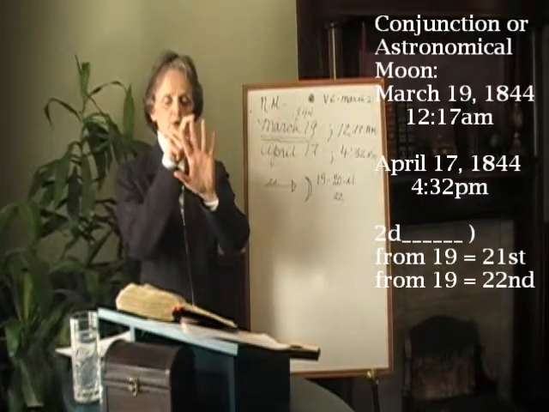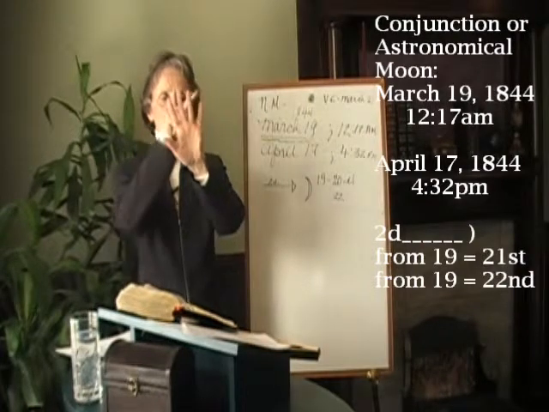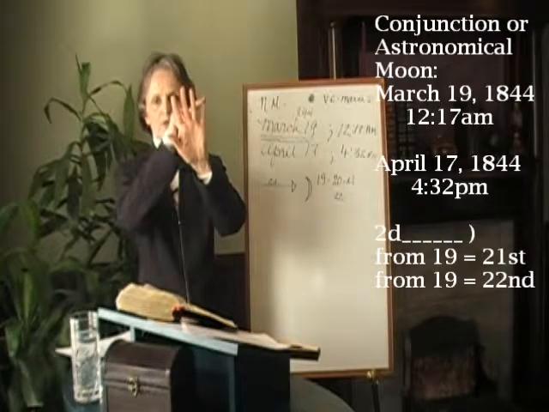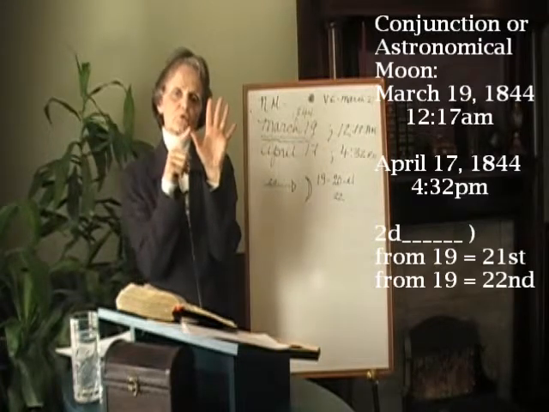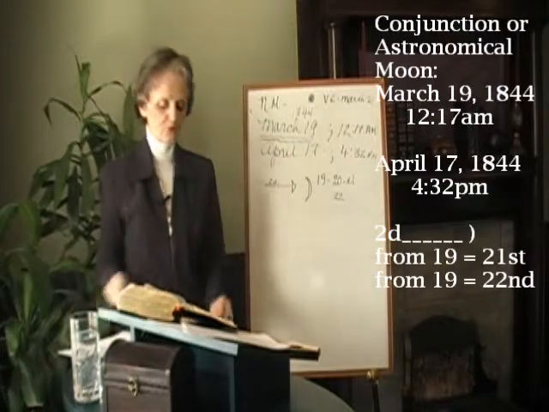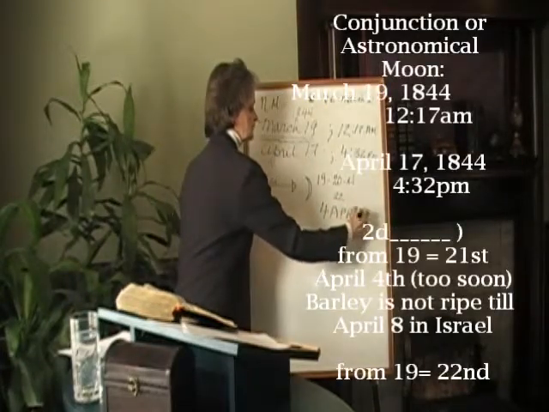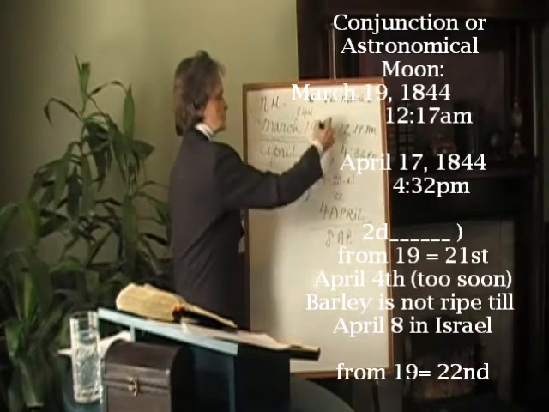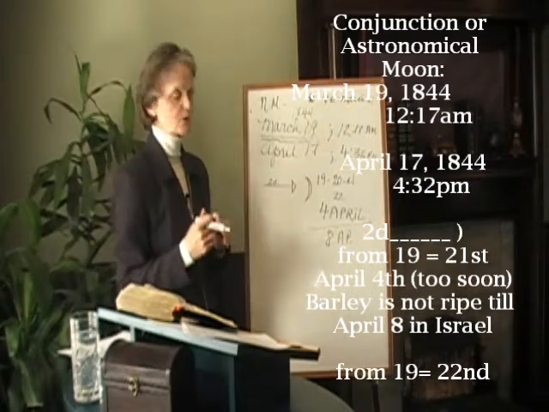19, 20, 21. So 21, 22, 23, 24, 25, 26, 27, 28, 29, 30, 31, because there are 31 days in March. 1, 2, 3, 4. So that means the Passover, 14 days after the crescent, would have been celebrated on the 4th of April. And we know, according to agriculture, that the barley is not ready in Israel until the 8th of April, which makes it too soon for a new moon conjunction before the vernal equinox to be considered.